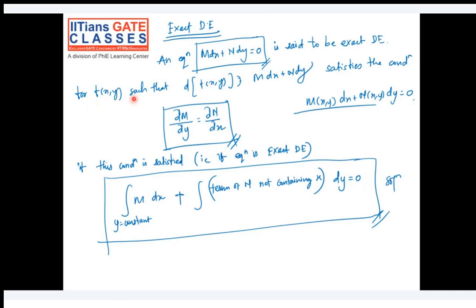if it satisfies this condition: differentiation of M with respect to y is equal to differentiation of N with respect to x. I'll repeat. If differentiation of M with respect to y is equal to differentiation of N with respect to x, then only you can say that the given differential equation is an exact differential equation. And if they are not equal, then it is a non-exact differential equation. Exact and non-exact differential equations can be solved by different methods.